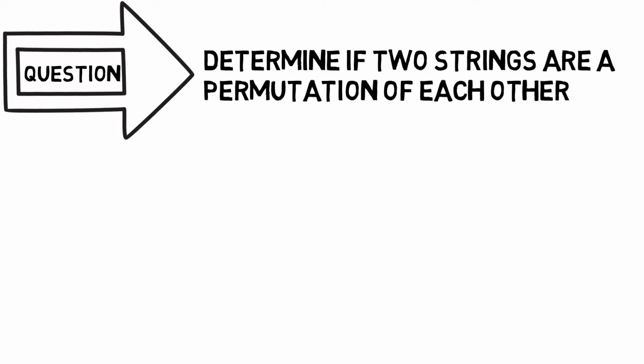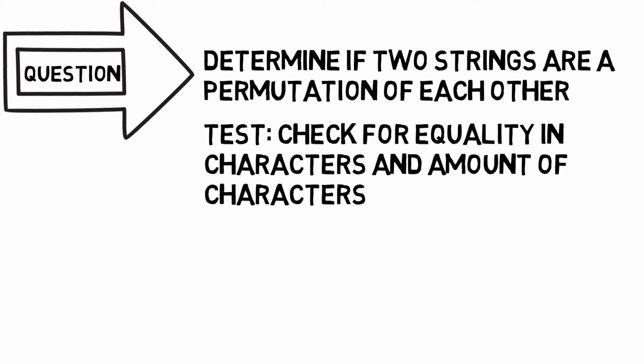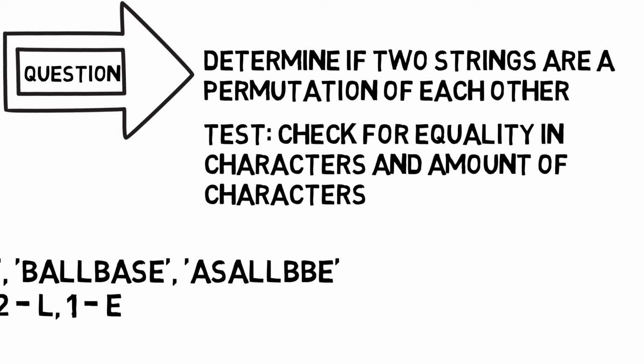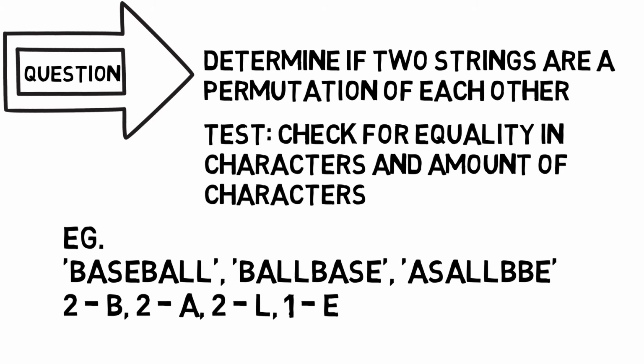How do we know if a string is a permutation of another string? We can do that by checking that a string contains the same characters and the same amount of those characters, no matter what the order. So baseball and ballbase and ASALLBBE are all permutations of each other. They can all be used to spell different things, but they contain the same characters. They all have two B's, two A's, two L's, and one E.